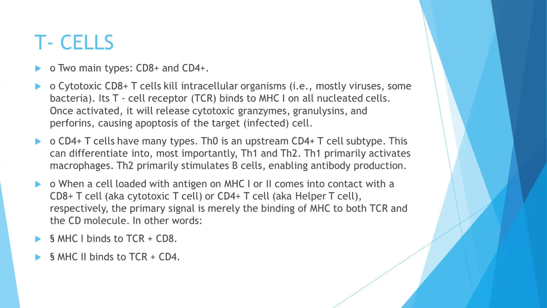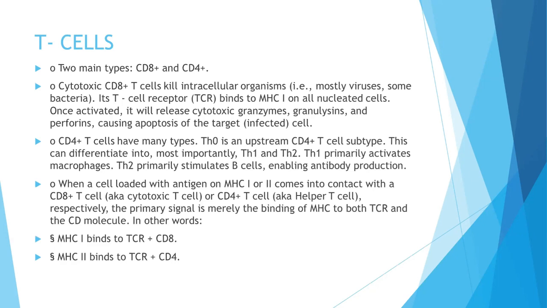The CD4 plus T cells have many types. The TH0 is an upstream CD4 plus T cell subtype, and this can differentiate into, most importantly, TH1 and TH2. The TH1 primarily activates the macrophages. The TH2 primarily stimulates the B cells, enabling antibody production.